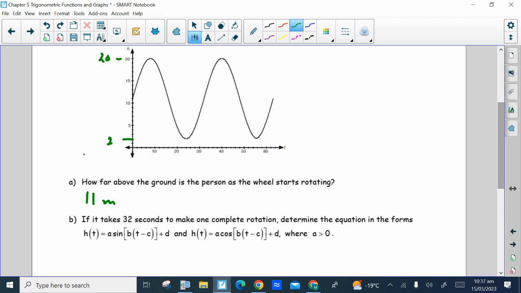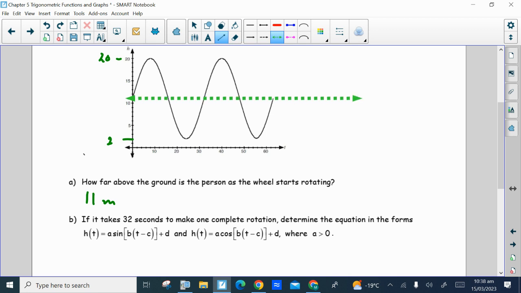Josh, question? Okay. So you see that? The maximum is 20, the minimum is 2. That's a distance of 18 units. The horizontal midline is halfway in between them, 9 units away from each of them. If you go 9 units below 20, you're at 11. 9 units above 2, you're at 11. Okay, so that's where this graph is starting. That's where our horizontal midline is, and that is our d value.